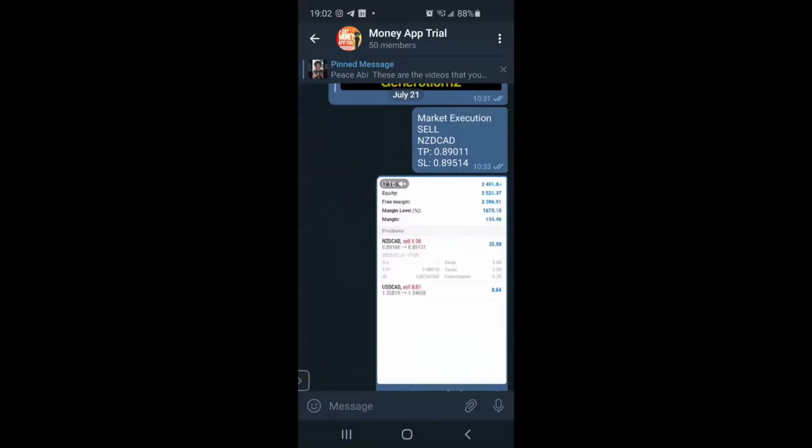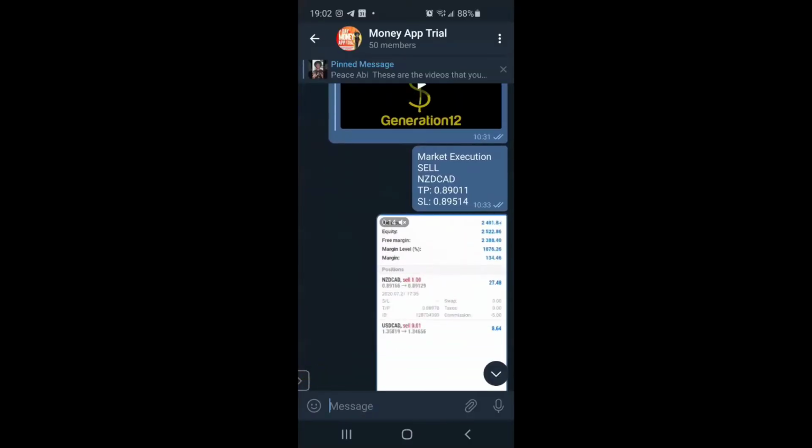As you see, I posted a trade earlier, which said market execution, sell NZD CAD, and it has a take profit, which is what that TP is, and the stop loss, right? So we know that take profit is telling you, okay, get your money. The stop loss keeps you from losing all your money. So it is very important when you're placing these trades to put in your stop loss. Although we trade in demo, we want to trade the demo like we're going to trade our live money, right?